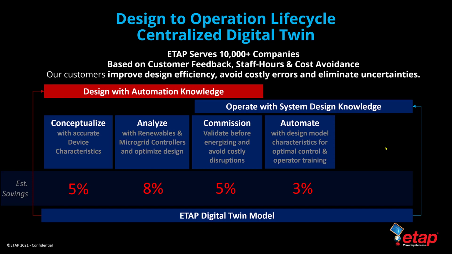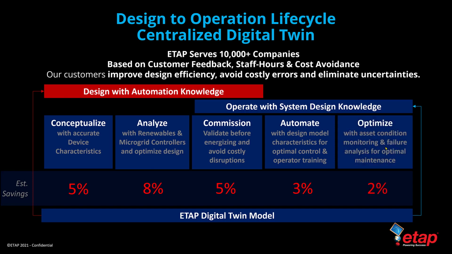When you automate that system with the design model and the characteristics, you can now apply optimal control and also generate a more experienced operator training program, and that may lead to an additional 3% savings. You can then utilize the optimization capability within ETAP for condition monitoring and failure analysis and do optimal maintenance of your assets. And that could lead up to another estimated savings of about 2%. So by going from design to automation and then operating with the design knowledge, you can essentially have an estimated savings of almost about 20% using a unified digital twin that's moving all the way from design to operations.